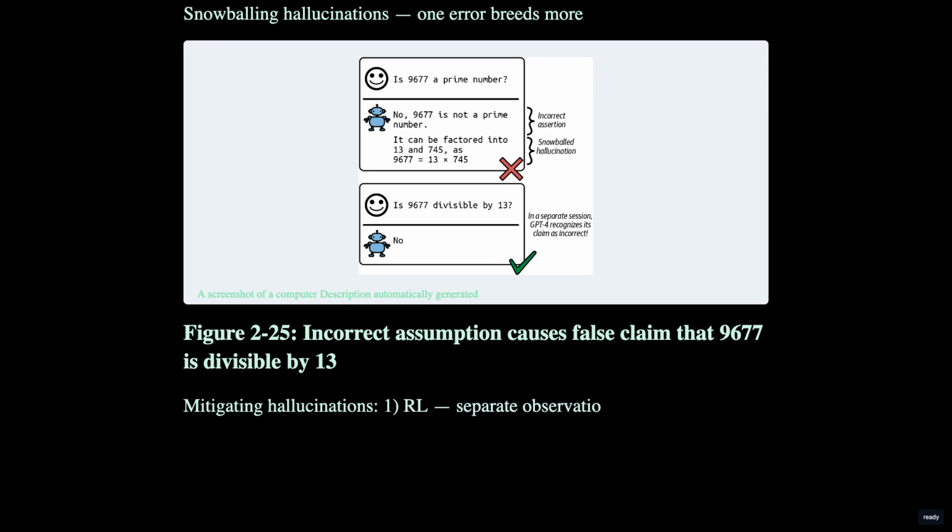DeepMind showed two complementary fixes. The first borrows from reinforcement learning. Train the model to distinguish user prompts, observations, from its own generated tokens, actions, which helps prevent it from treating its guesses as facts. The second is supervised. Include explicit factual labels and counterfactual examples in training, so the model learns when an answer would be incorrect.